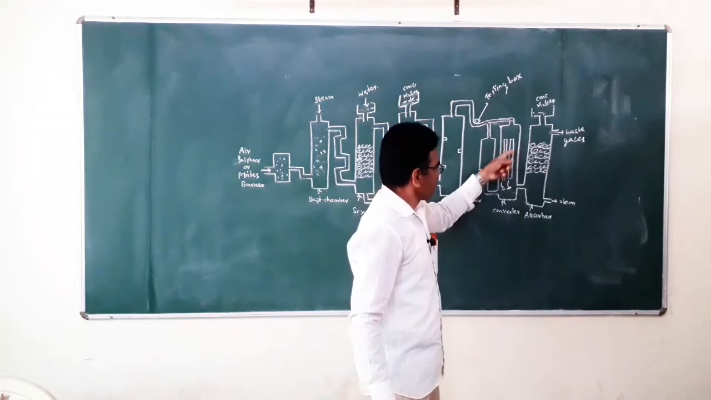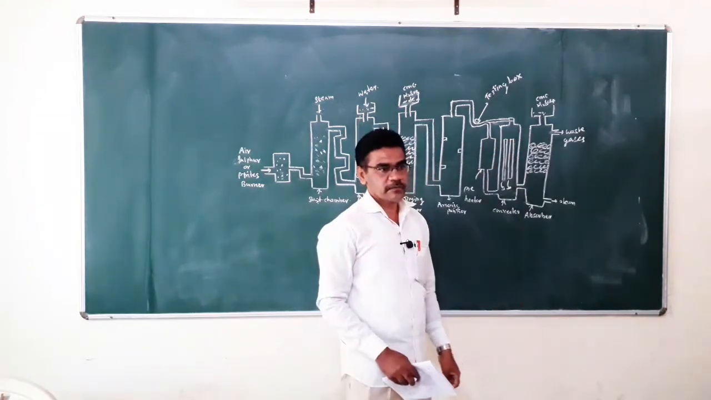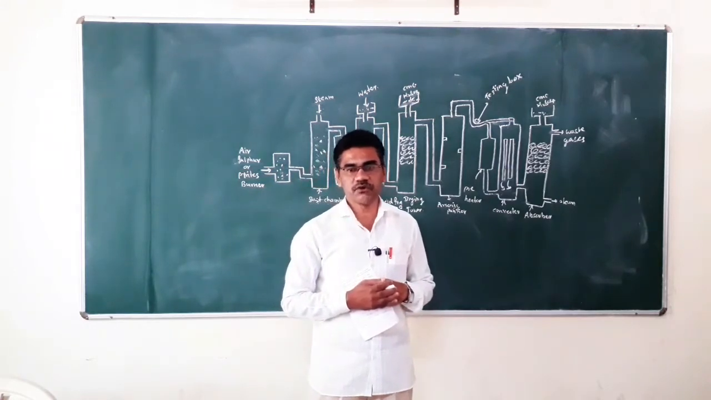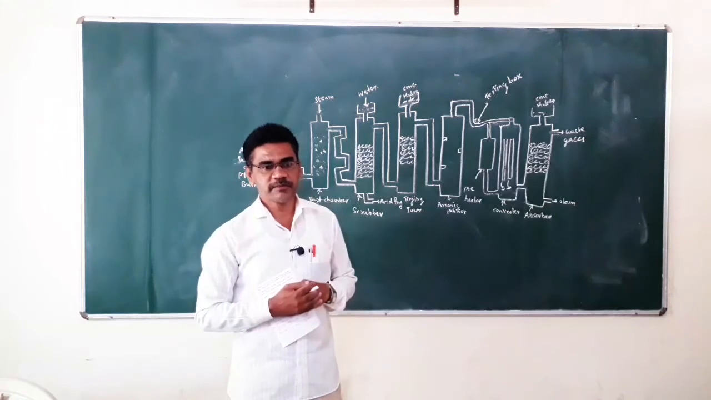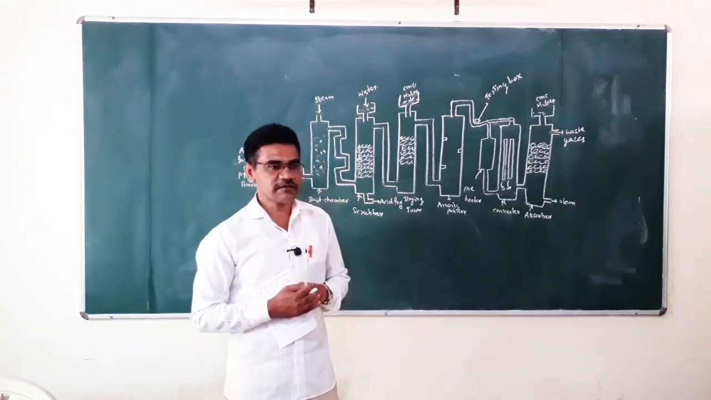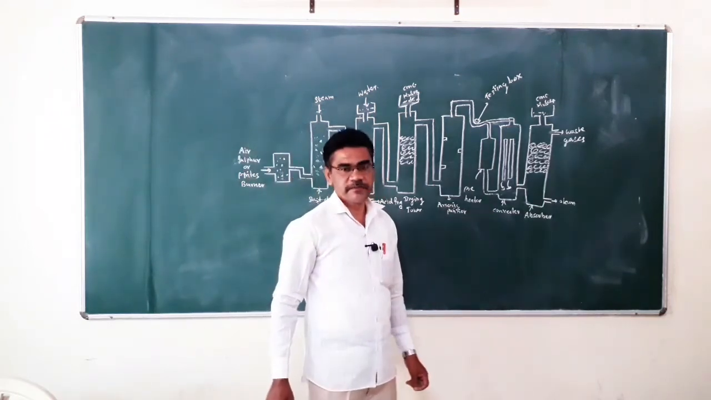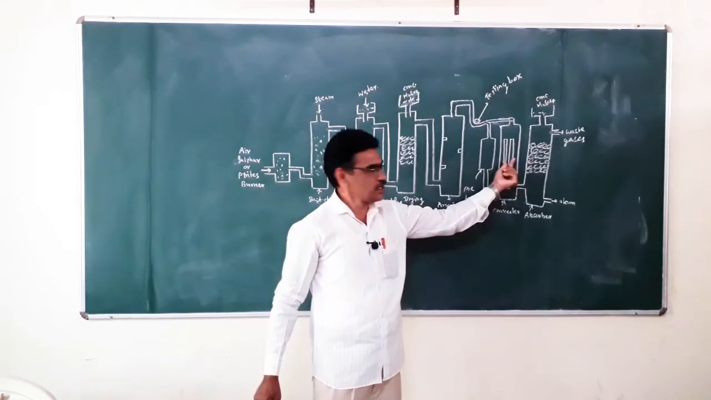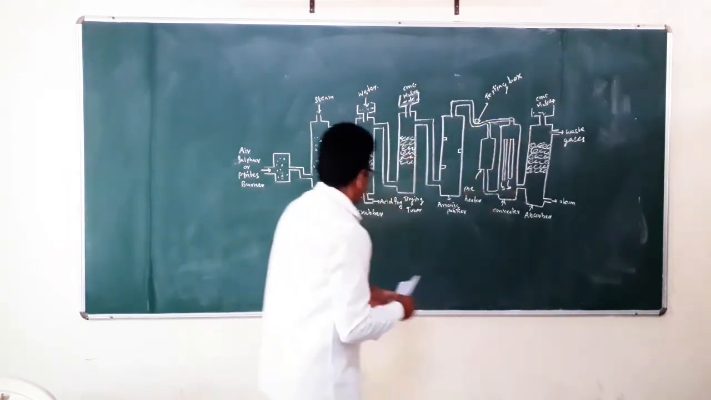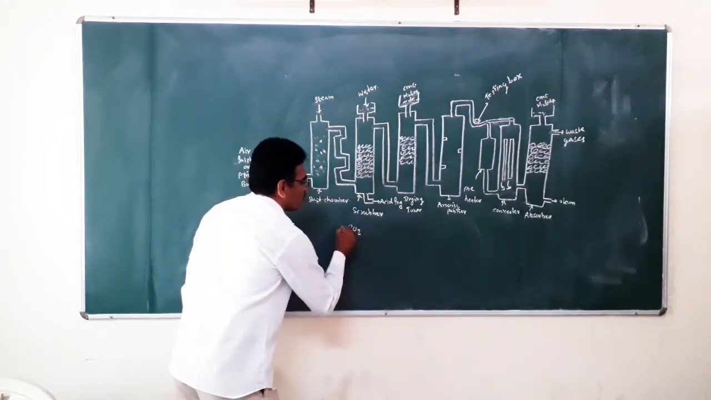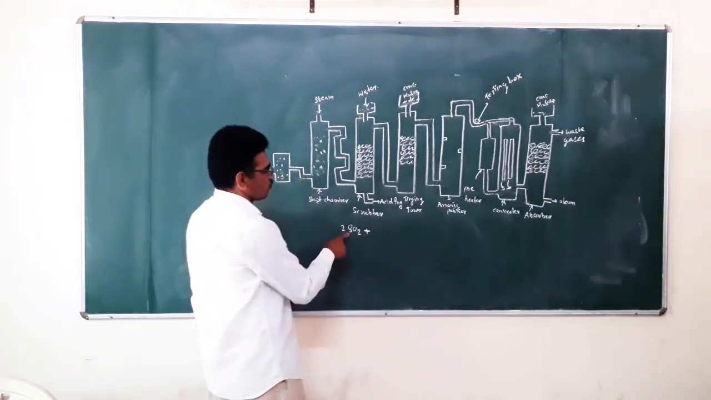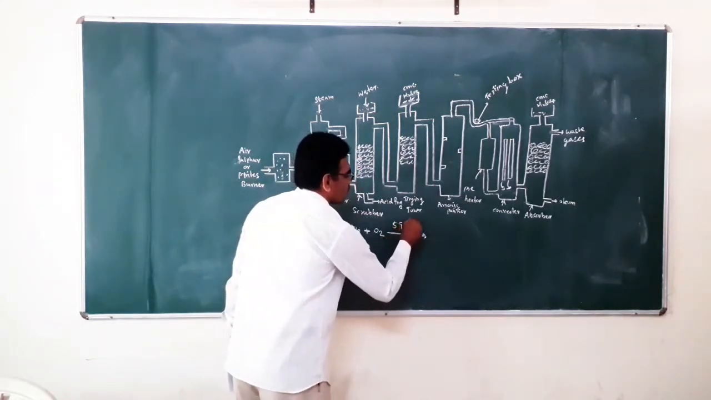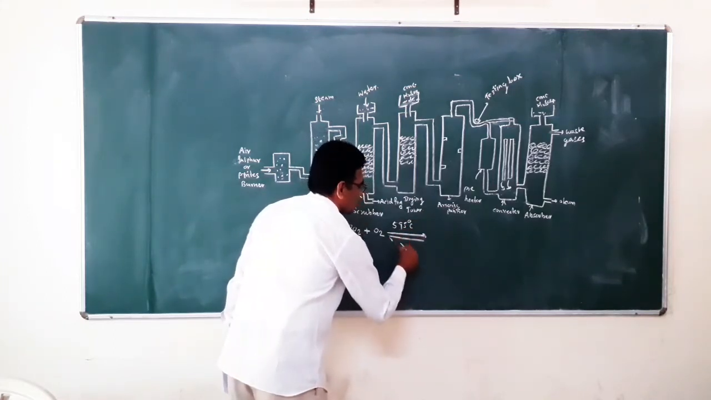Then this converter. The first step is the formation of sulfur dioxide from sulfur and oxygen, the second step is the formation of SO3 from SO2, and the third step is absorption. But here the second step is very difficult. This step takes place in the converter, and this converter is packed with catalyst. In this converter, two molecules of SO2 react with one molecule of oxygen at 595 degrees Celsius by using vanadium pentoxide as a catalyst.